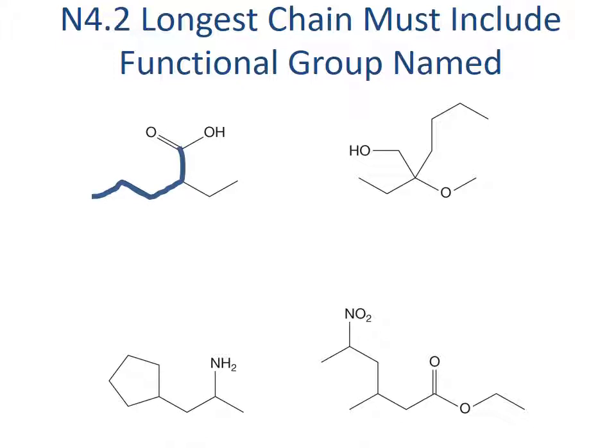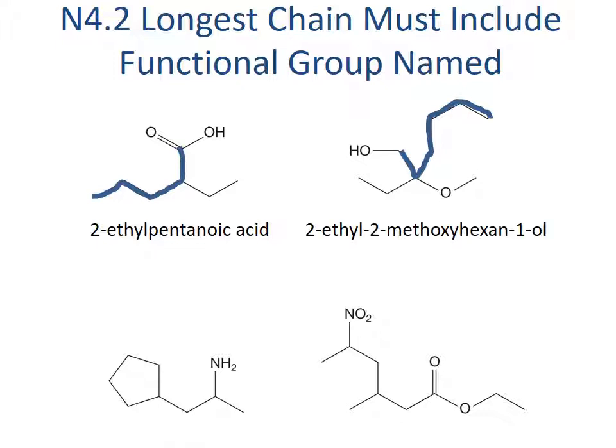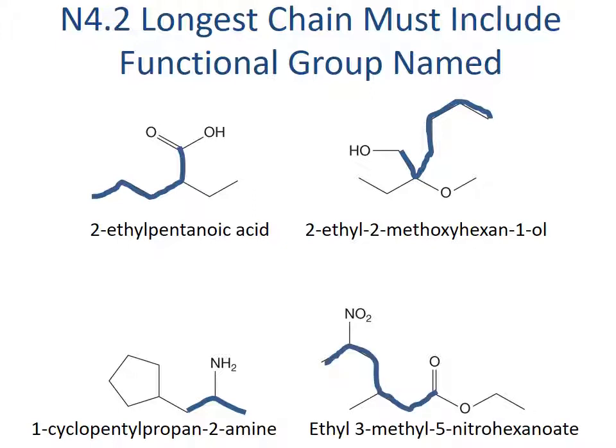So notice, with this carboxylic acid, there could be a chain of 6, but it wouldn't include the carboxylic acid. So instead, we need that chain of 5, and it becomes a 2-ethyl pentanoic acid. For this alcohol, we have a chain of 6, and it becomes a 2-ethyl 2-methoxyhexane 1-ol. This chain can only be 3 because it needs the amine on it, and the cyclopentyl group would be a side chain. And this group would be a ethyl 3-methyl 5-nitrohexanoate.